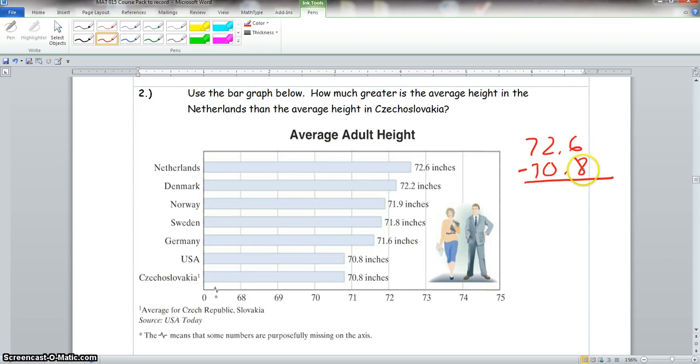Now, we cannot subtract 8 from 6, so we'll borrow 1 from this 2. That becomes 1, and this 6 becomes 16. 16 minus 8 is 8. Bring down our decimal. 1 minus 0 is 1, and 7 minus 7 is 0. So it's 1.8 inches, and that is the difference.